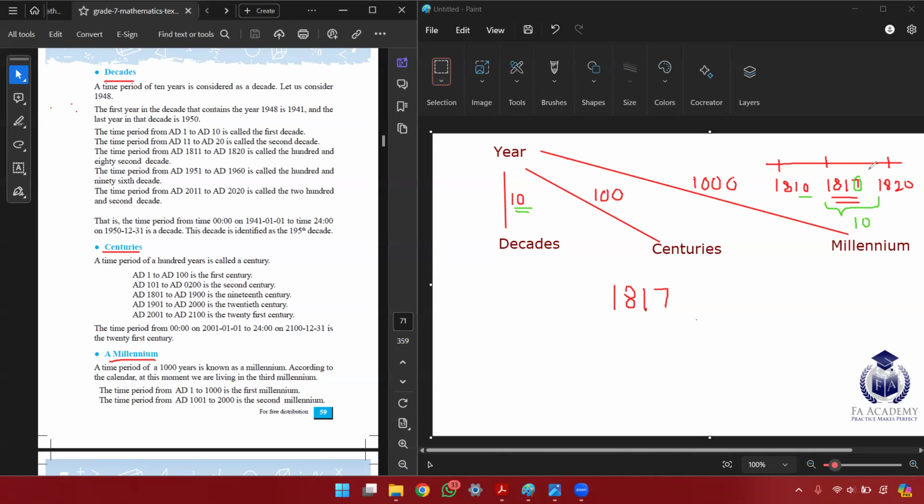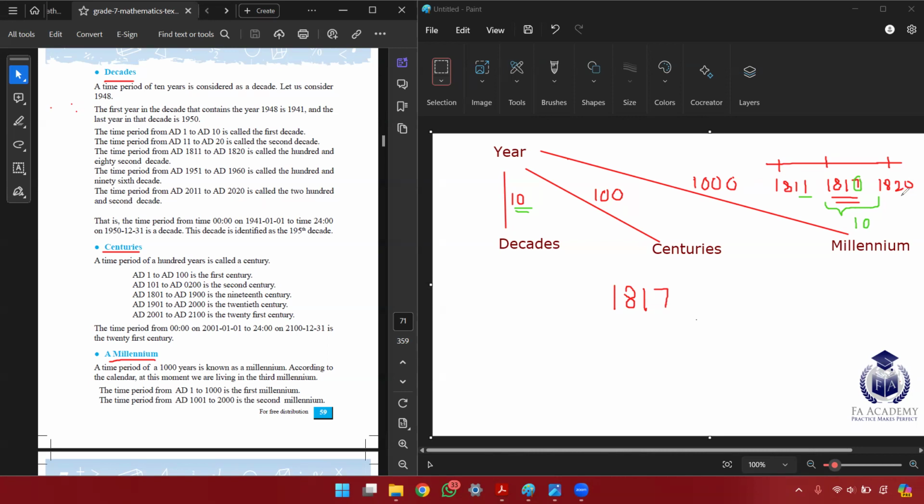When you start counting from 1810, you will see that it's not 10 years. It's giving 11 years. So it's not matching the definition of a decade. We cannot have 11 years. We should have only 10 years. So what we do here is start counting from 1811, always from 1811 to 1820. So the starting number should always have 1 in the ones place.